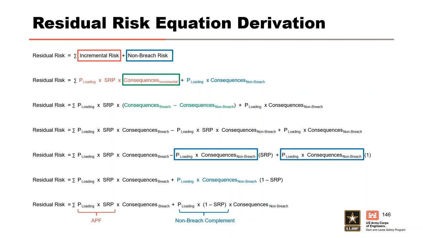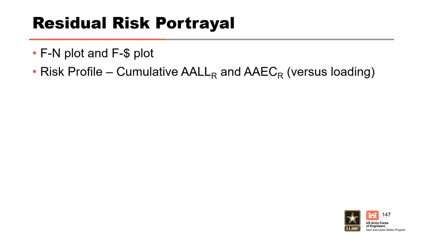Once I have done that, and I rearrange the terms one more time, you can see how the residual risk is equal to the APF times the breach consequences, the total breach consequences, not the incremental, plus the non-breach complement, the probability of the loading times 1 minus the system response times the non-breach consequences. When I go to construct the big FN plot for the residual risk, there will be a set of FN pairs for the total breach consequences, and there will be a set of pairs for the non-breach consequences. Just like the non-breach risk, we typically present residual risk on the big FN plot and F dollar plot, and cumulatively with the loading versus the average annual life loss and the average annual economic cost.